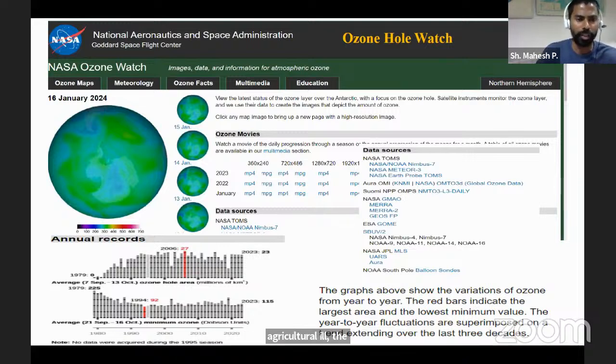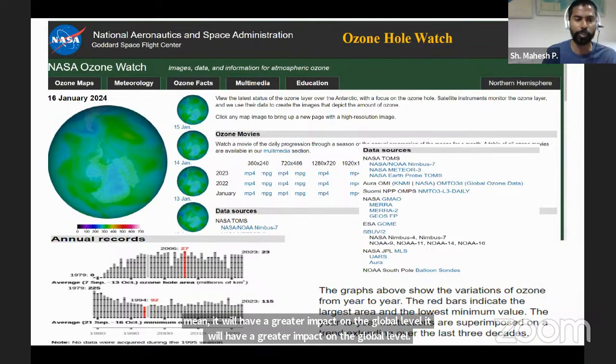So the ozone hole is very much important to monitor on a continuous basis, because if the ozone layer expands, the size of the ozone hole expands, the amount of UV radiation reaching the Antarctic region will have a greater impact at the global level. That is why we are continuously measuring ozone concentration using space-based observations.